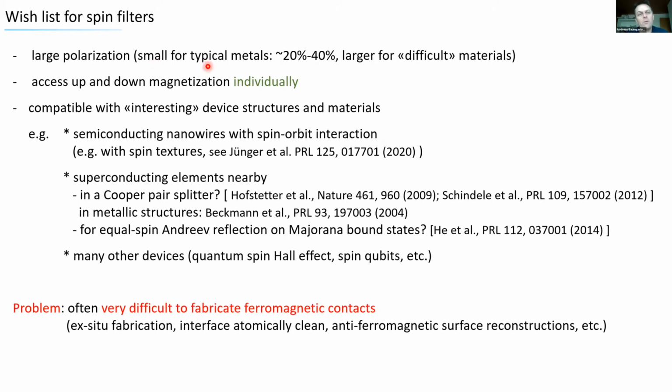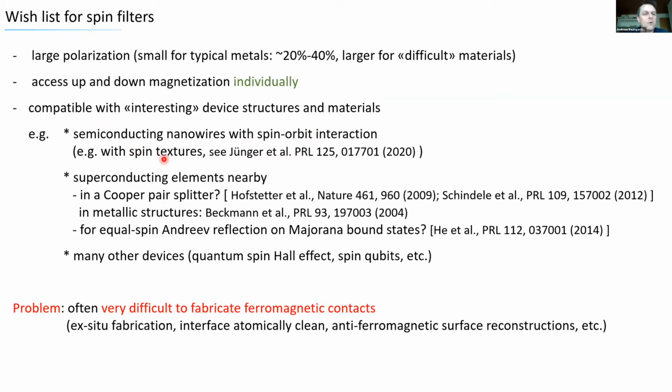So we want, of course, a large polarization. For typical ferromagnets, we have maybe 20 to 40%, but that's really a bit small. If you want to go to larger values, you have to use difficult materials like Heusler alloys or chromium oxide, which immediately changes into some other oxides that are antiferromagnetic. The second one is you want to access up and down magnetization individually, so you don't want to work at too high magnetic fields. And the whole thing should be compatible with interesting device structures and materials.